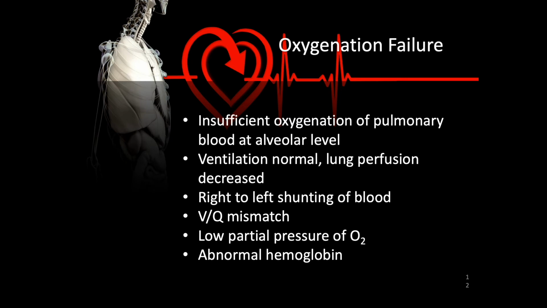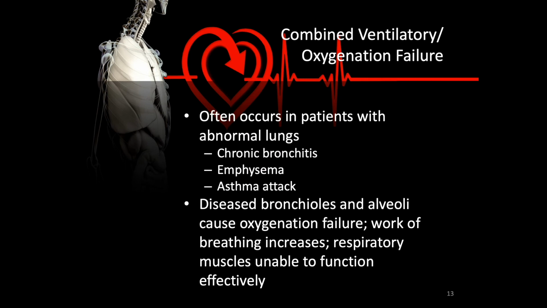Patients who have pre-existing lung conditions, especially end-stage patients with COPD, chronic bronchitis, emphysema, even asthma attacks, can have what's called a combined ventilatory oxygenation failure. In this case, diseased bronchioles and alveoli cause the oxygenation failure, and the work of breathing increases. The respiratory muscles are now unable to function effectively. So the alveoli cause the oxygenation failure, but the weakened respiratory muscles cause the ventilatory failure.